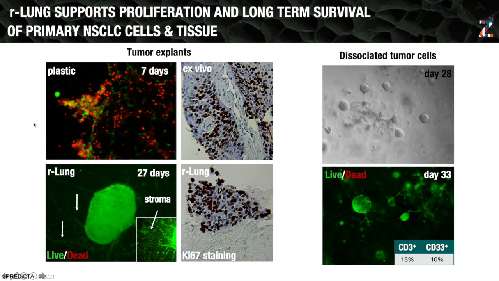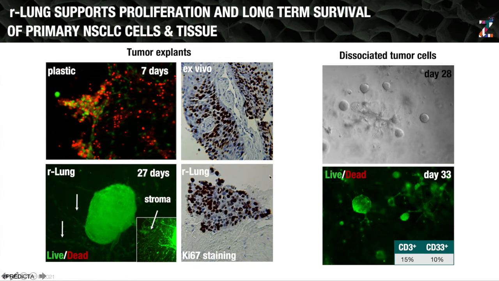So as you can see, most of the cells are dead, but taking the same tumor tissue and putting another piece of it into our lung, this tissue maintains viability for over, in this case, this picture was taken at 27 days, but it's really over a month. It can maintain viability, and stromal cells are growing out as well from this piece of tissue.